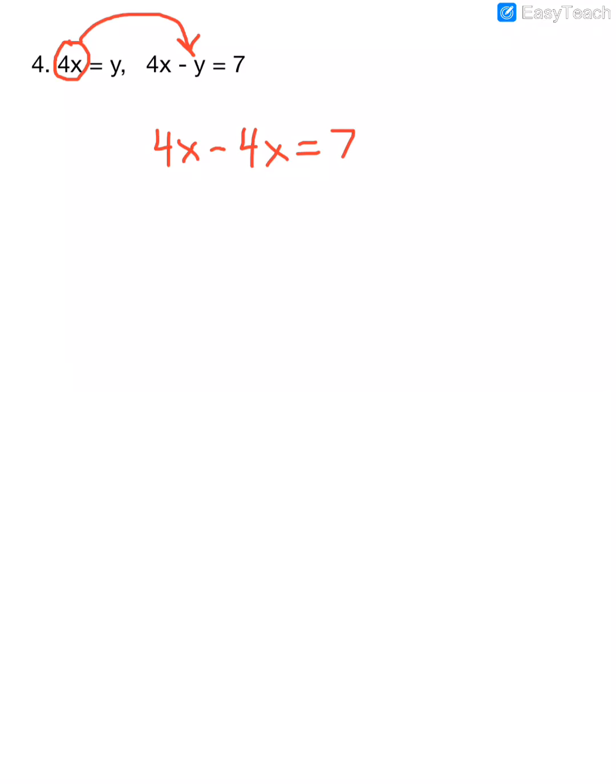Well, 4x minus 4x is 0. So when I simplify, I get 0 equals 7. Does 0 equal 7? No, that's not a true statement. So if my variables cancel out and I have a false statement, that means there's no solution. So remember, graphically, that just means these two lines are parallel. They don't cross each other, so there's no solution.